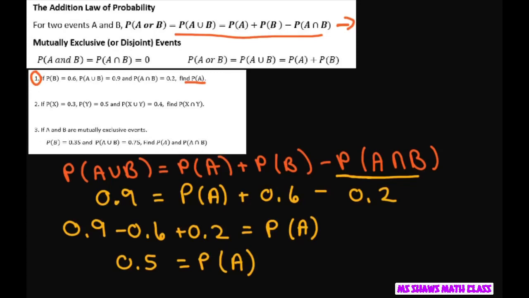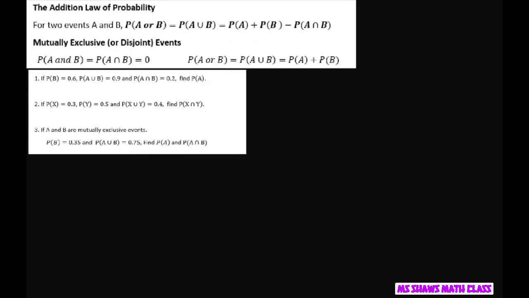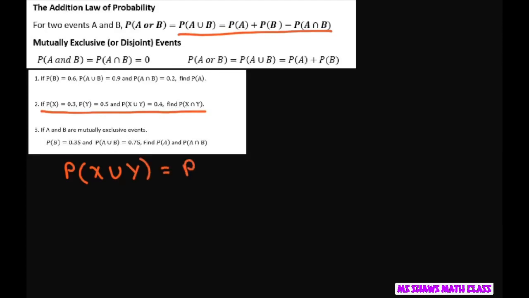All right, and number two. So it's the same kind of thing. Let's write down our formula. So, they have X this time. So let's write it with X. Probability of X or Y equals probability of X plus the probability of Y minus the probability of X and Y.